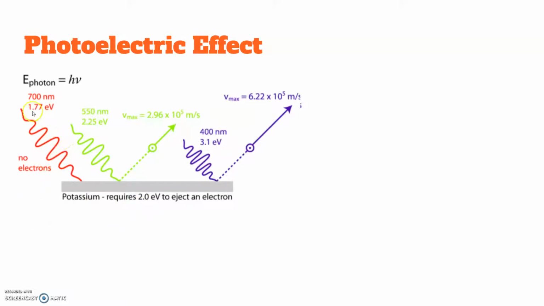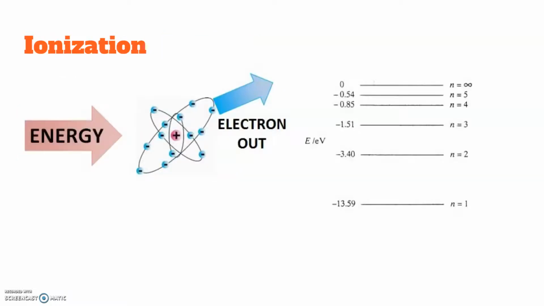This photon has 1.77 electron volts and does not have enough energy to eject an electron. While this photon does have enough energy, and it releases an electron with a velocity of 2.96 times 10 to the 5 meters per second. This photon of higher energy releases an electron of an even higher velocity, or kinetic energy. And therefore, light can be described as a particle as well. This becomes useful when describing ionization, which I will give to Zach to describe.